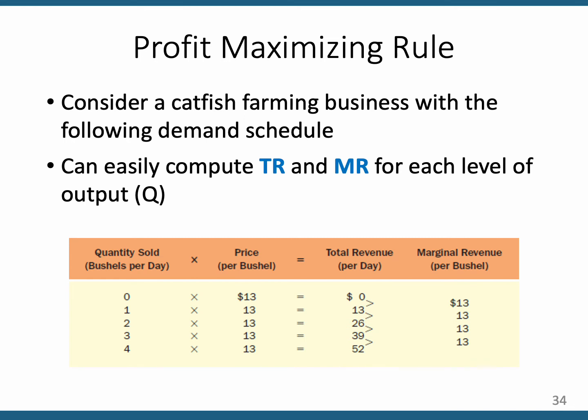An example that is developed in the chapter in your textbook is a catfish farm. This is another simple example of a purely competitive market. And this catfish farm, you can see the data there given to you. A bushel of catfish are selling for $13. You can produce 1, 2, 3, 4 bushels per day, and you can see how total revenue goes up. It's a linear relationship. Marginal revenue is also $13. If you're producing 1 more bushel today than you were yesterday, then your total revenue should go up by whatever the price is, $13.